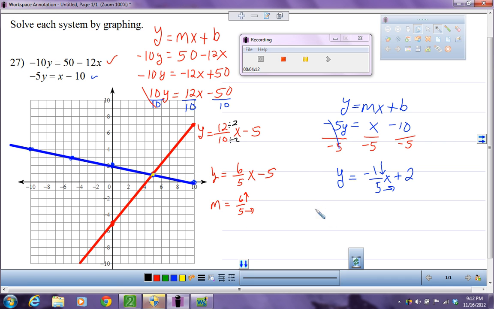And my point of intersection there is 5, 1. In other words, my x equals 5, my y equals 1. That's our answer.